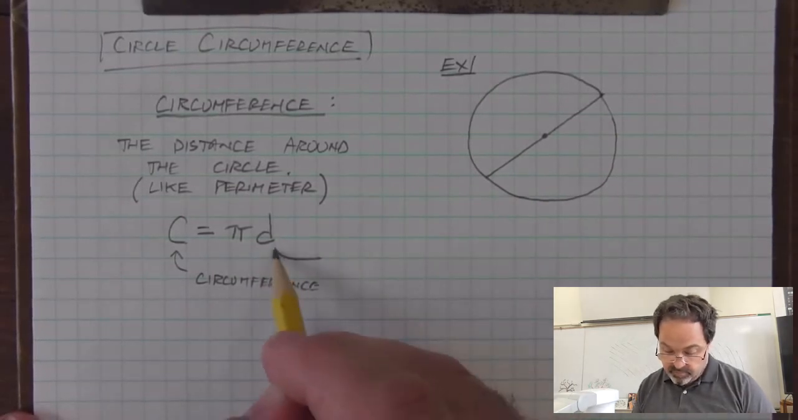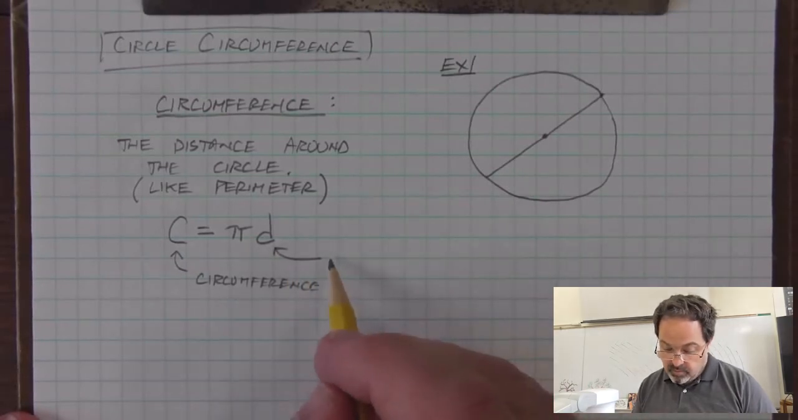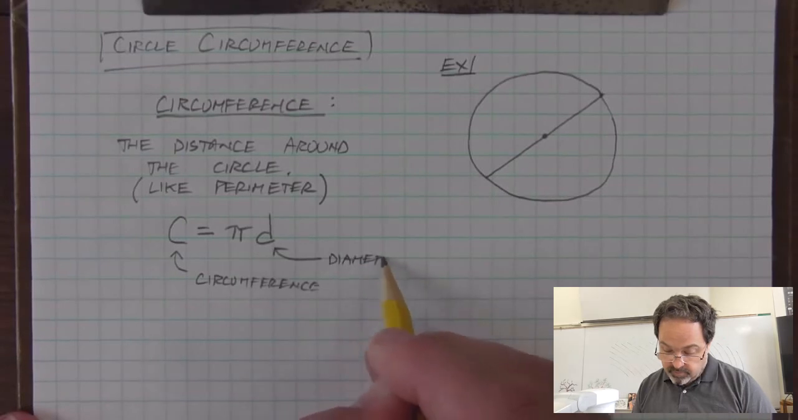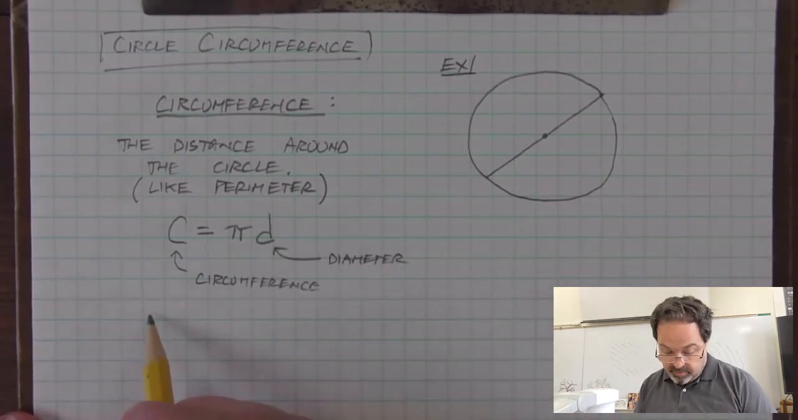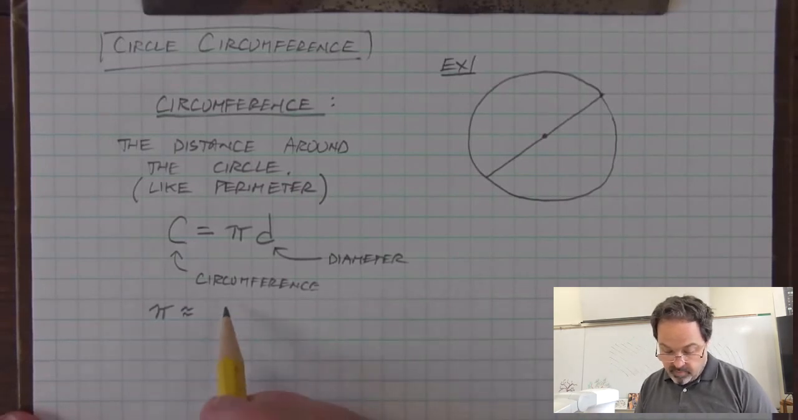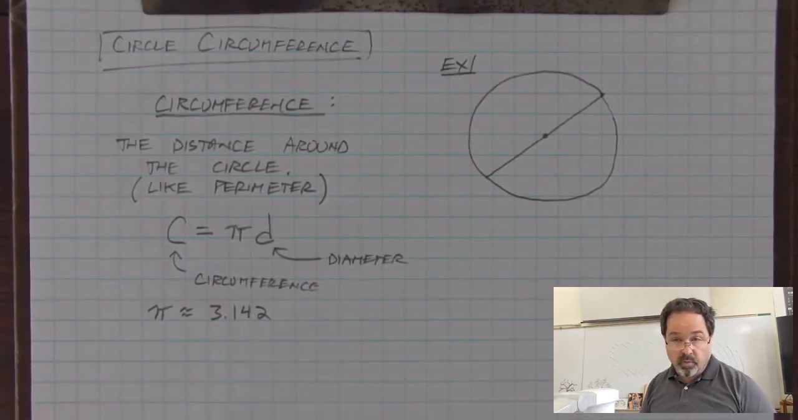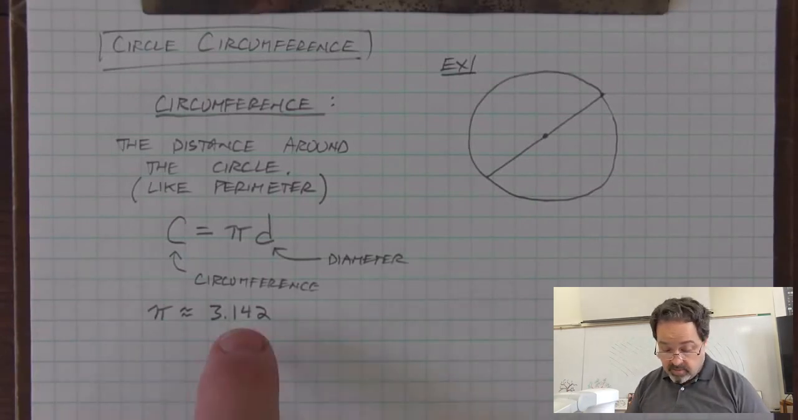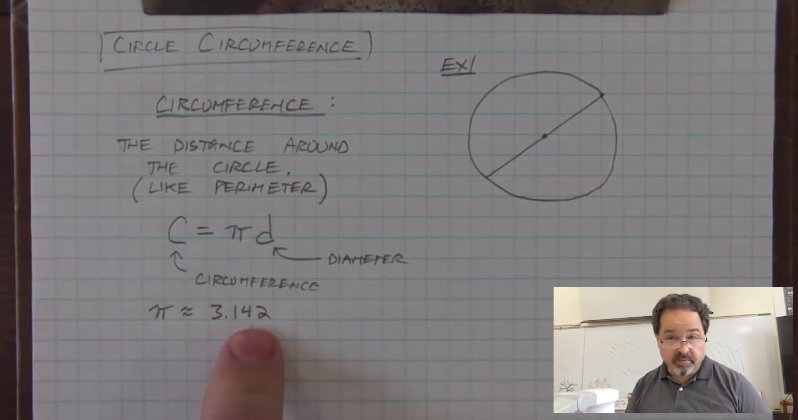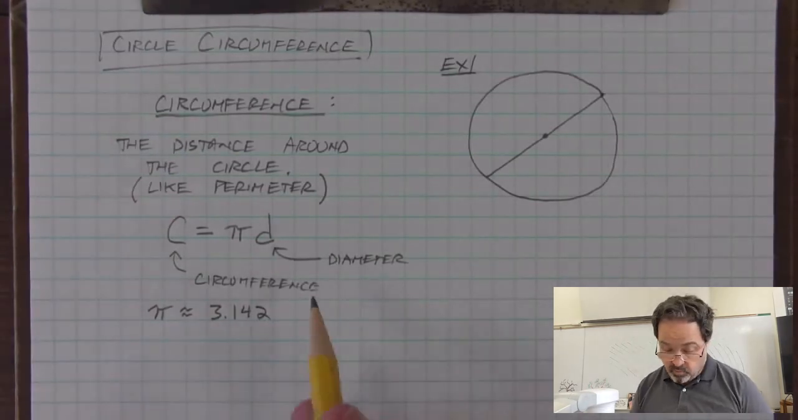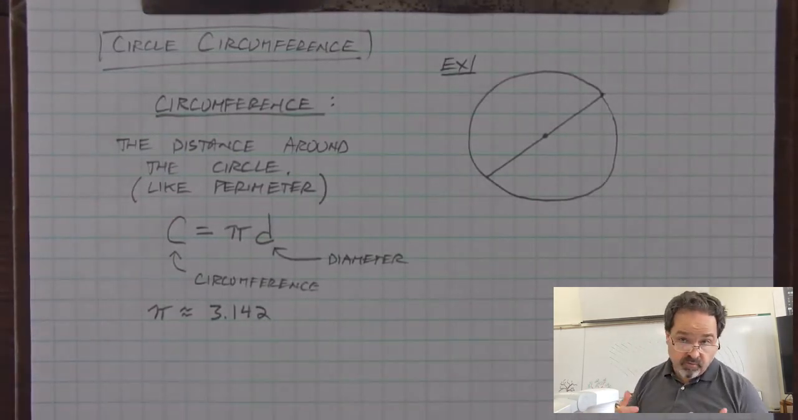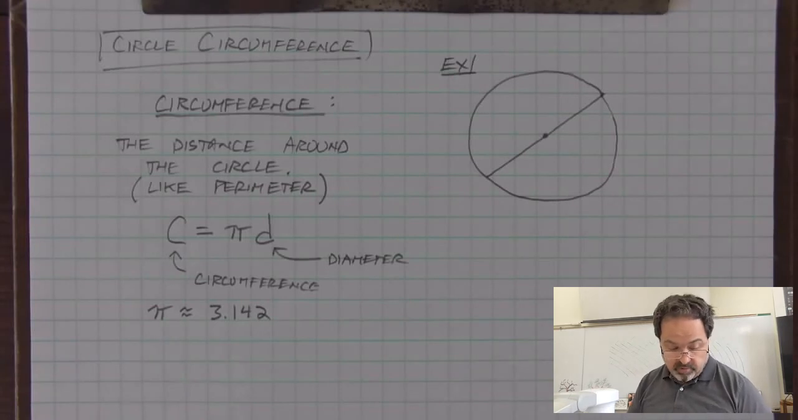We can point to this variable d. It's the diameter. And pi is that special number, the number of times that the diameter wraps around the circumference, and it's approximately equal to 3.142. This approximation for pi has been rounded to the nearest thousandth. Rounding to the nearest thousandth is generally a good idea for approximations.